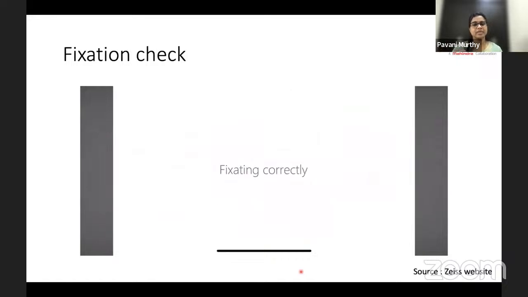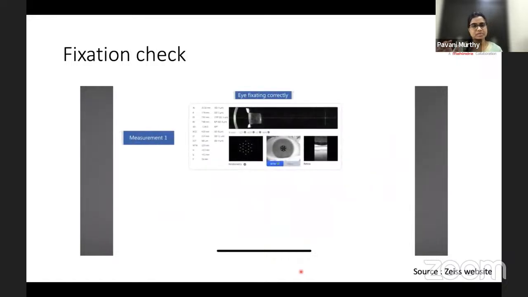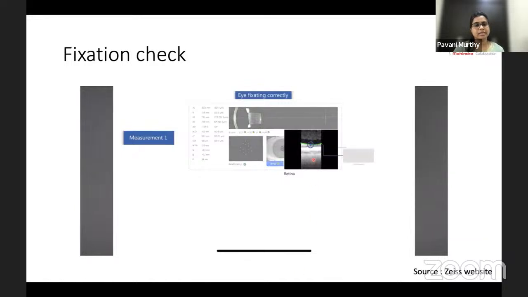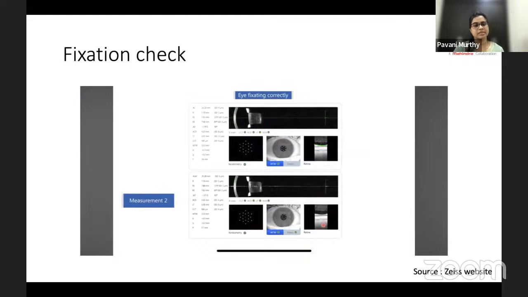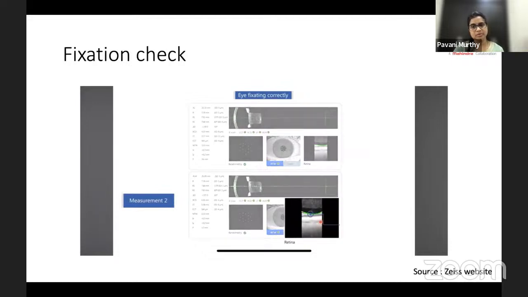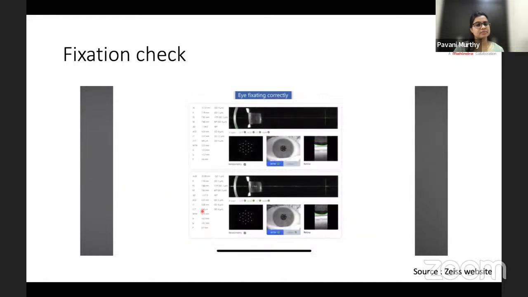So when we repeat these measurements, fixating properly, like in this scenario, again, the foveal pit is visible. Similarly, another reading where the foveal pit is visible, the difference in axial length between the two scans is hardly 10 microns. So hardly significant. This gives nice repeatability.